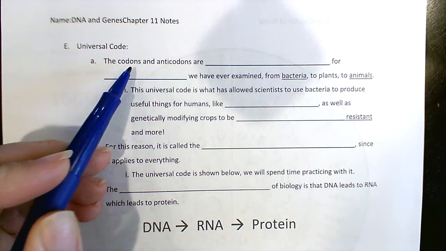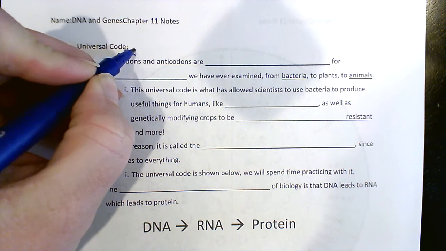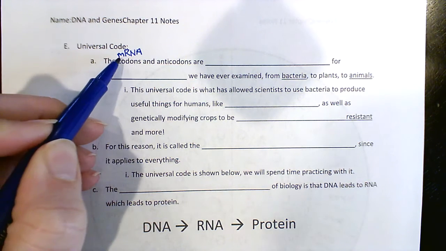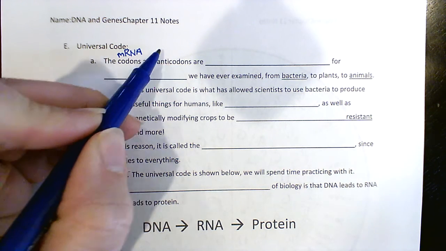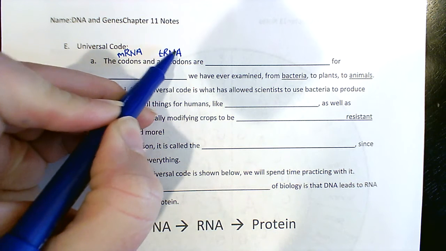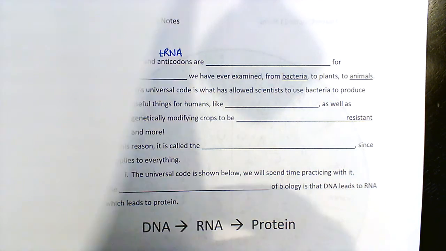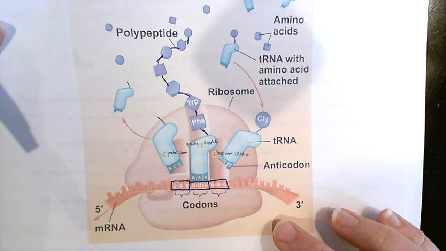The codons, remember, are the 3-letter sequences on the mRNA. Remember, that's the messenger RNA. And the anticodons are on the tRNA. And remember, they have to fit together. Okay, so I'm just going to flash back to the last page in case we forgot, because this was a while ago.